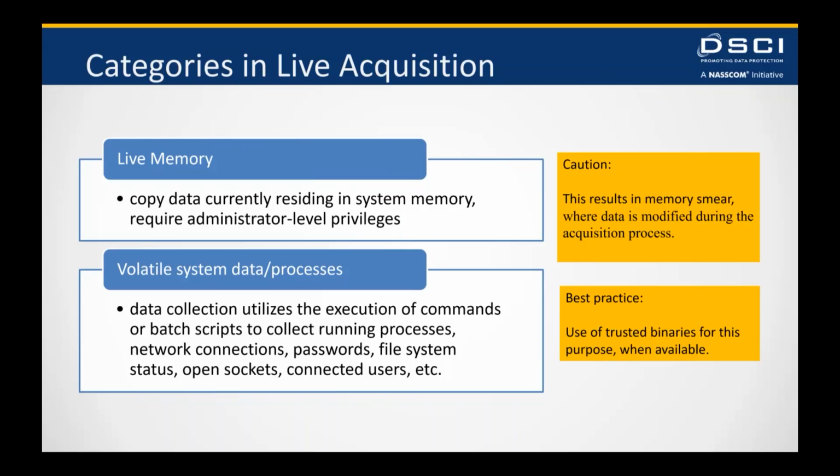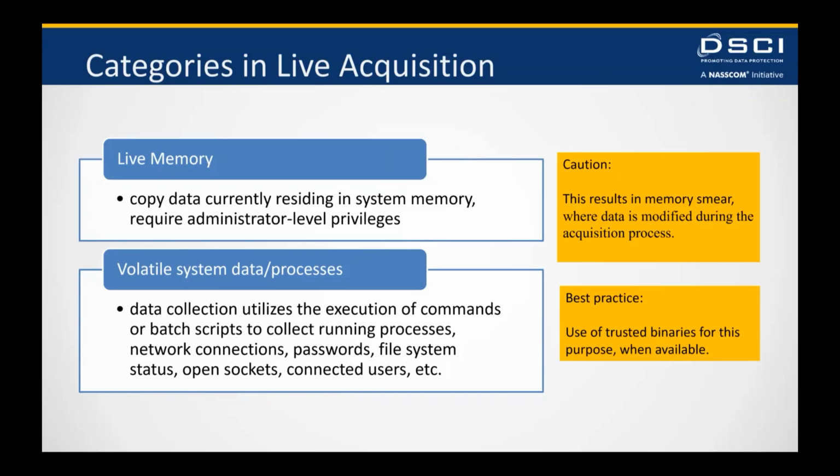One is live memory, where you will be copying the live system data from the system. Here it is very important to have administrator level privileges, and you should be cautious to know that the results in memory space, where data is modified during the acquisition process. When it comes to providing the digital evidence, it should be admissible in the court of law. So whatever you do, you need to document things. The second thing is you should know what is happening. If I do this activity, what are the changes happening to the system, so that you can document those things.